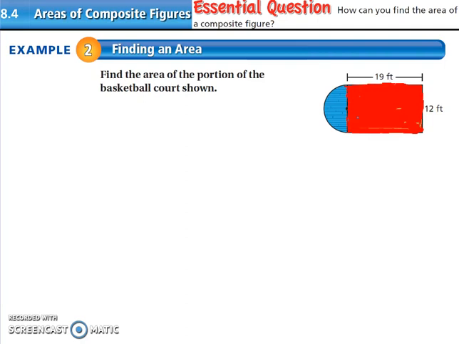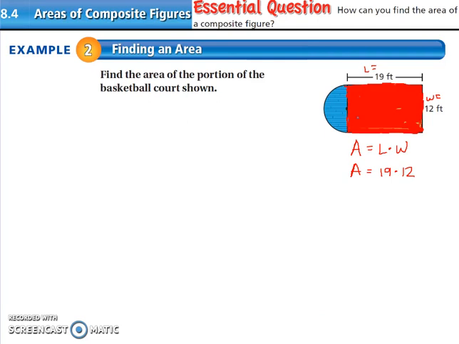Since this figure is a rectangle, I can find the area by simply multiplying the length and the width. The formula for the area of a rectangle is length times width. The length of my rectangle is 19, while the width is 12. So all I'm going to do is multiply these two values together, 19 times 12, to find the area.